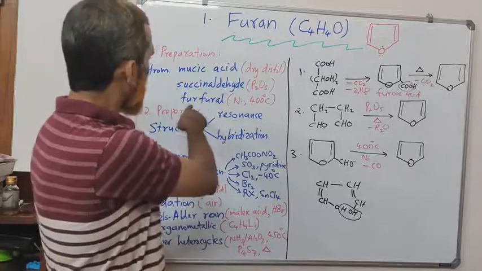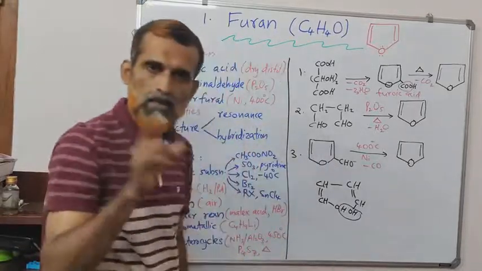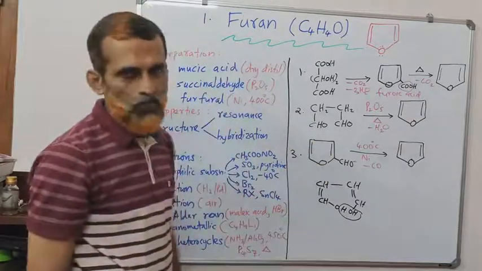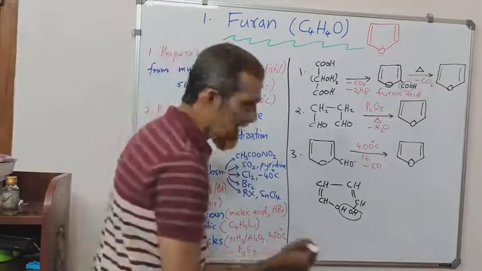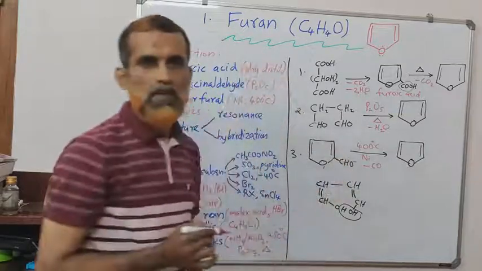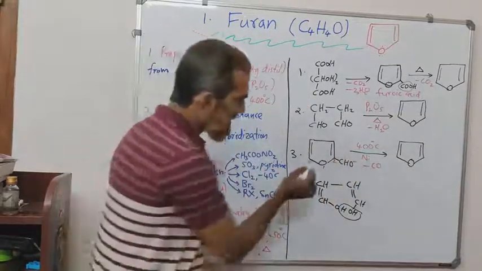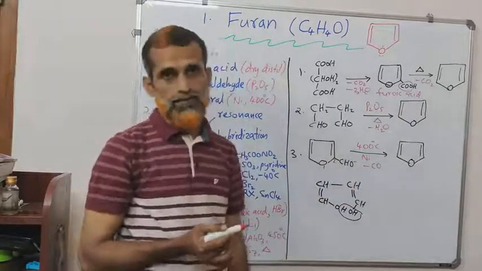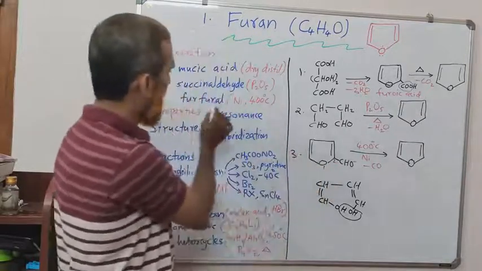Then the third method from furfuran. What is furfuran? It's a common name. What is the systematic name of this furfuran? It is furan-2-carbaldehyde. See, when we number heterocyclic rings, we start from the heteroatom. So this is position 2. So what is this? Furan-2-carbaldehyde, and it is commonly called furfuran.